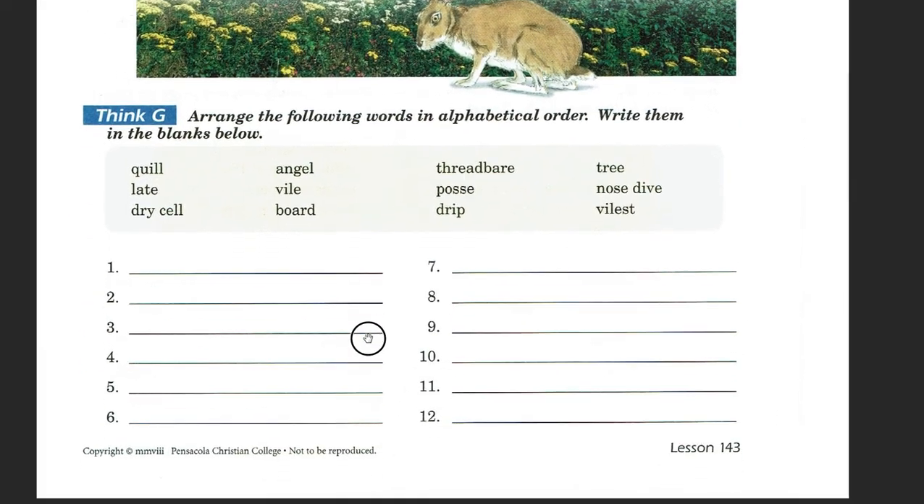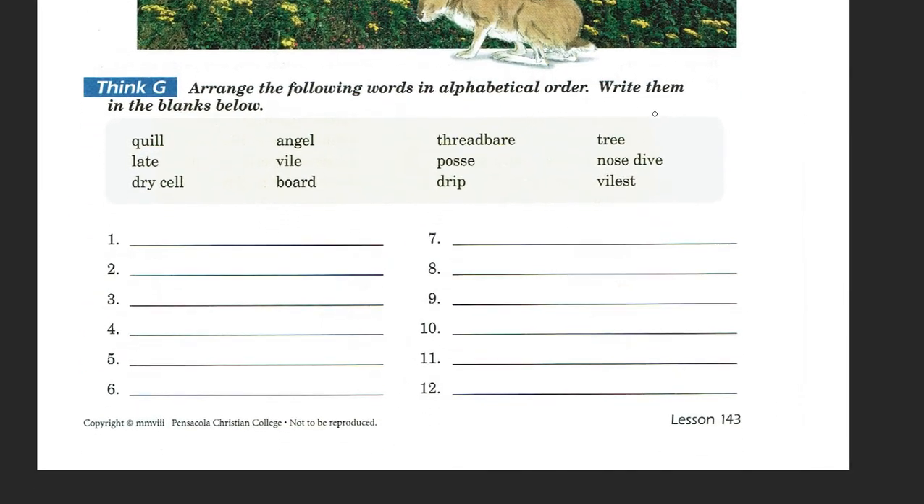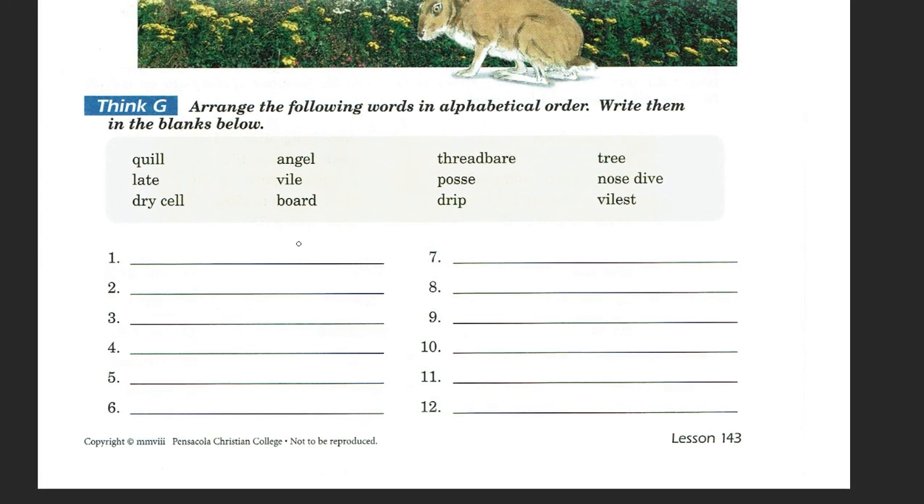Think G. Arrange the following words in alphabetical order. Write them in the blanks below. So exact same thing. All right. So that's about it. Not too bad.